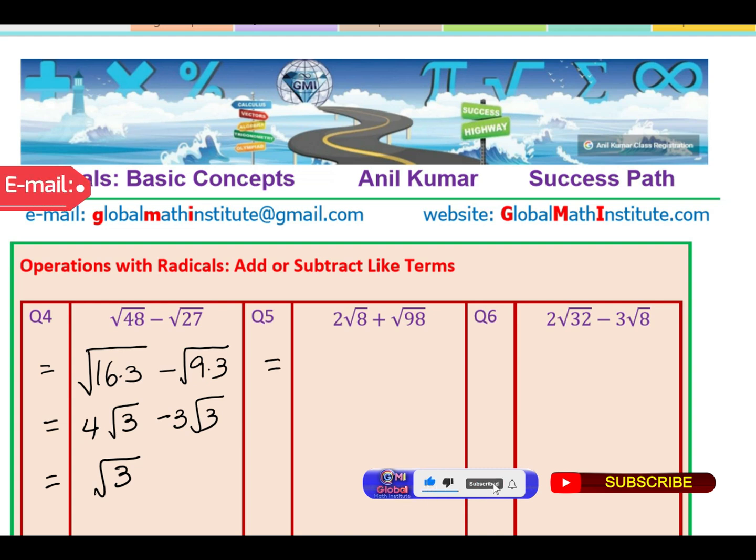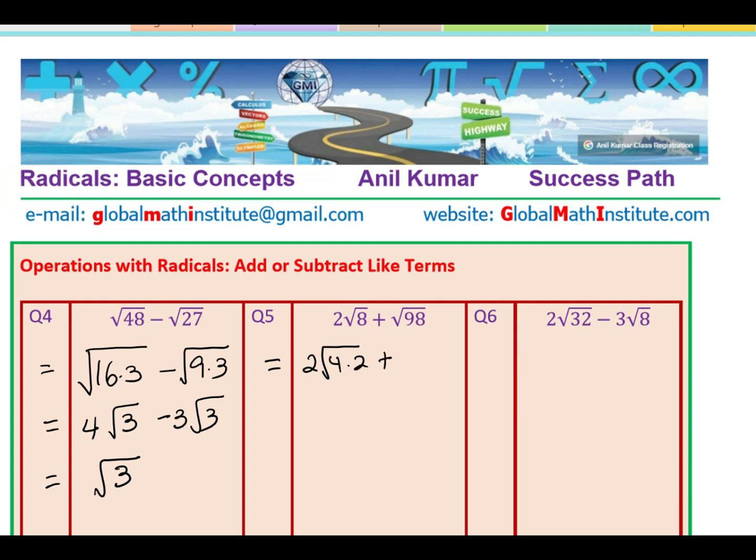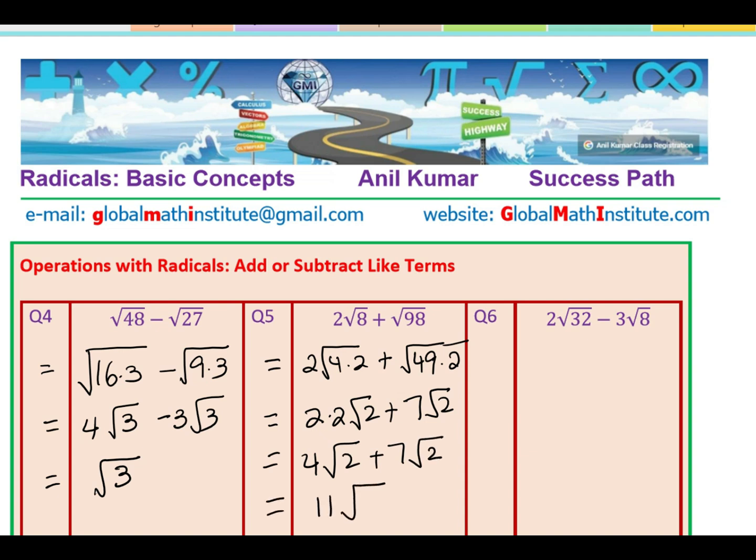Correct. Next question is 2 square root 8 plus square root 98. So rewrite 8 as 4 times 2, 98 as 49 times 2. Now, in these questions, you do get a hint, right? So you can work out. And so 2 times 2 square root 2 plus 7 square root 2, correct? That gives you 4 square root 2 plus 7 square root 2. The like terms can now be combined and written as 11 square root 2. Makes sense?